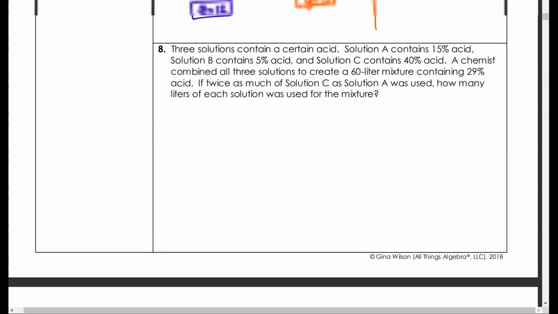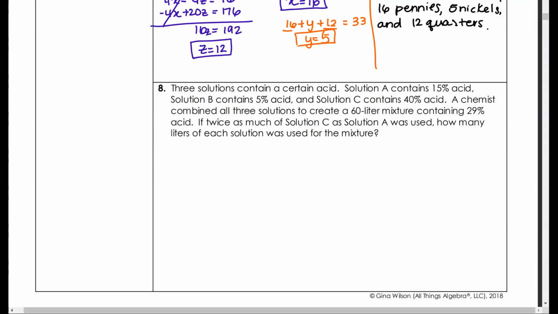All right, let's take a look at this third question here. 3 solutions contain a certain acid. Solution A contains 15% acid. Solution B contains 5% acid. Solution C contains 40% acid. Okay, so that's the breakup of the containment of acid. A chemist combined all 3 solutions to create a 60-liter mixture. This is talking about the quantity of what we have, containing 29% acid.